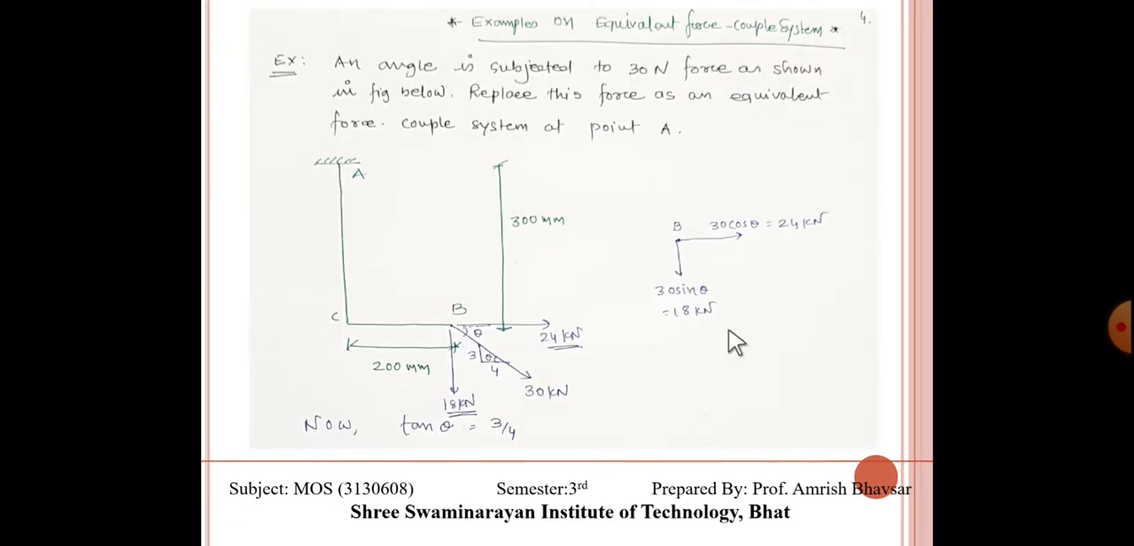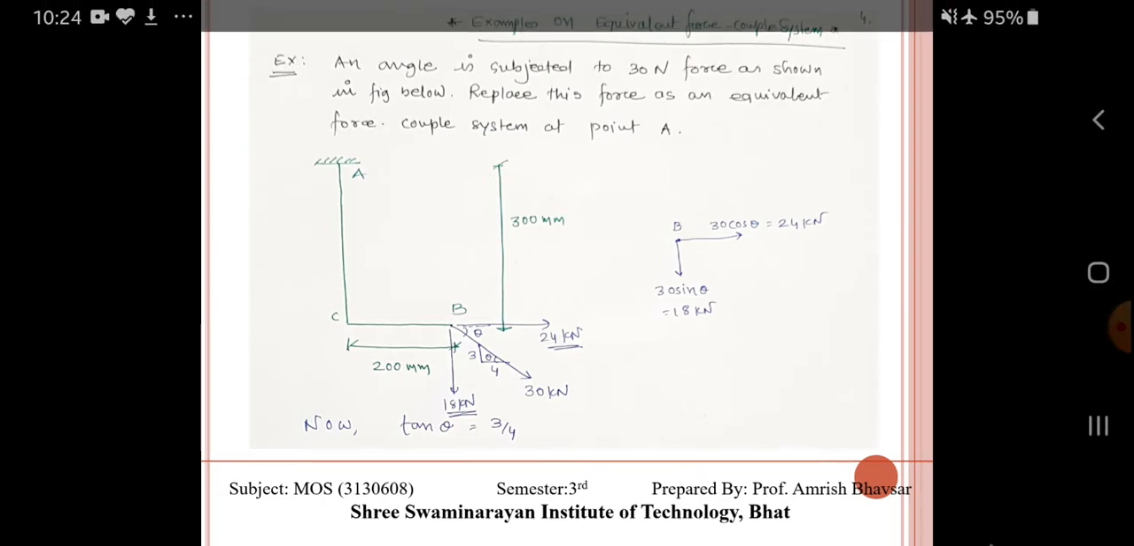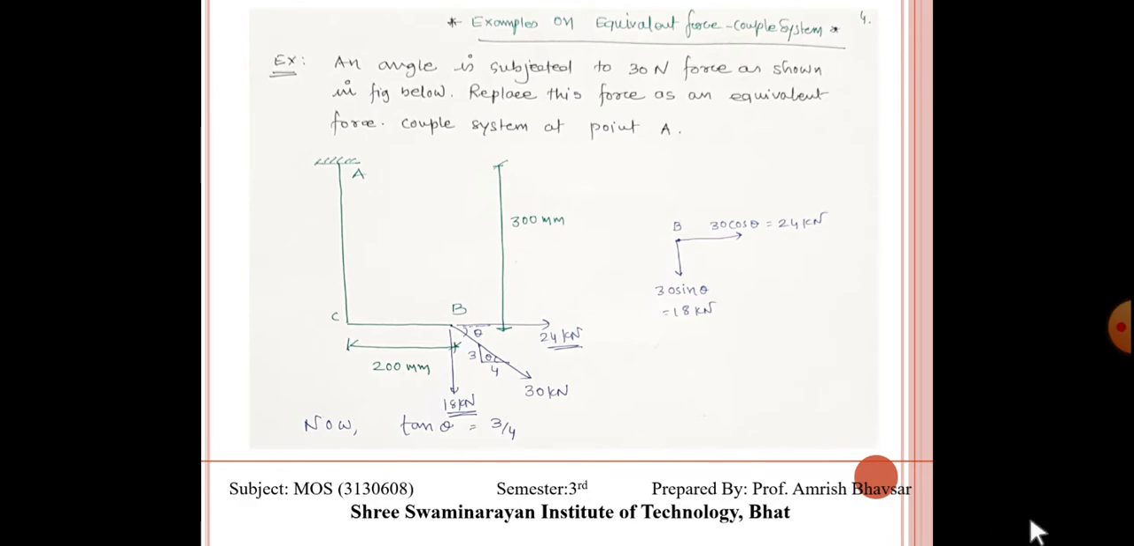Now these are the cases of moment, but now we are going to find the equivalent force couple system, which we understood in our previous lecture as part of theory. Now let's apply how to calculate the equivalent force couple system. An angle is subjected to a 30 Newton force as shown in the figure below. Replace this force by an equivalent force couple system at point A. So this force is inclined.